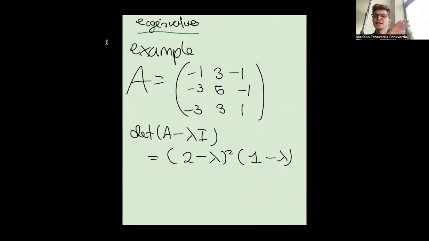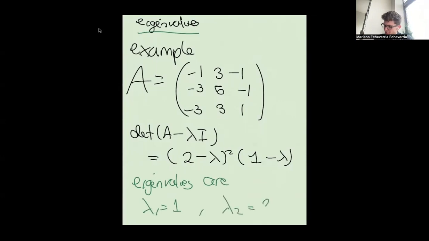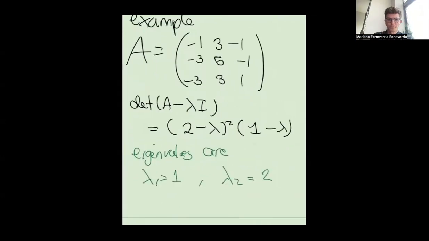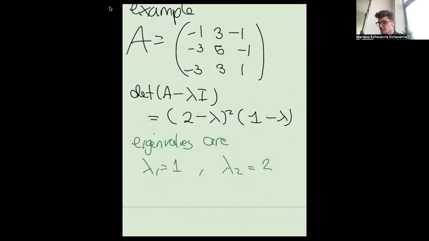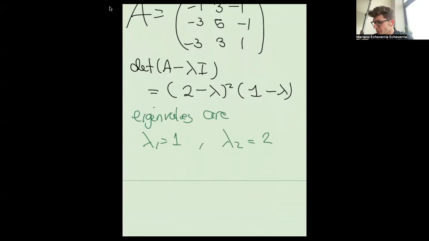Unless the matrix is easy to factorize, I'm not expecting you to factorize cubic polynomials or something of that sort. So let's just assume that I tell you that the polynomial is this. That means the eigenvalues are lambda 1 equals 1 and lambda 2 equals 2, right? Is that making sense? But if you notice, 2 appears in this polynomial twice. So this one is repeated twice in the polynomial.